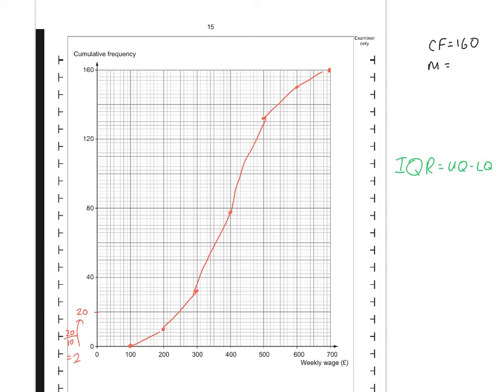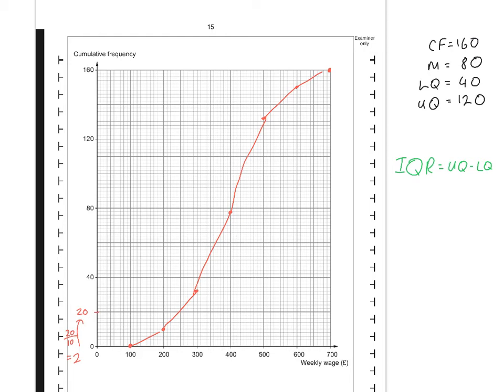The median is half of that, so that's 80. The lower quartile is half of that again, because it's 1/4 of the cumulative frequency, which is 40. The upper quartile is 3/4 of the cumulative frequency. So there's 2 options here. You could either do 40 times 3, or you could do the median, which is half, add a quarter, because a half add a quarter is 3/4. So 80 add 40 is 120, whichever one works for you.